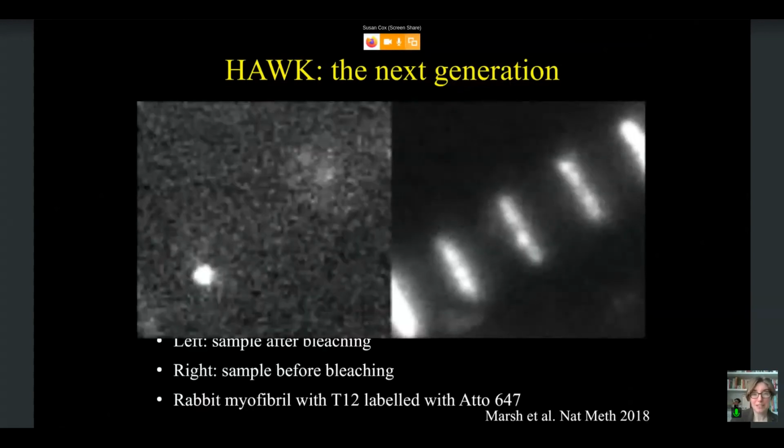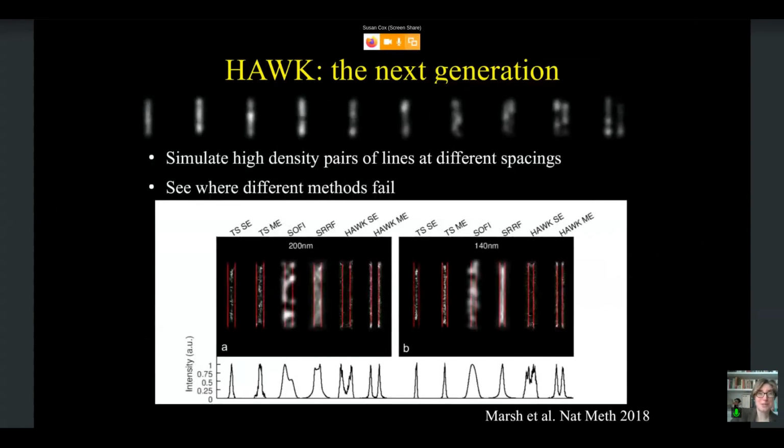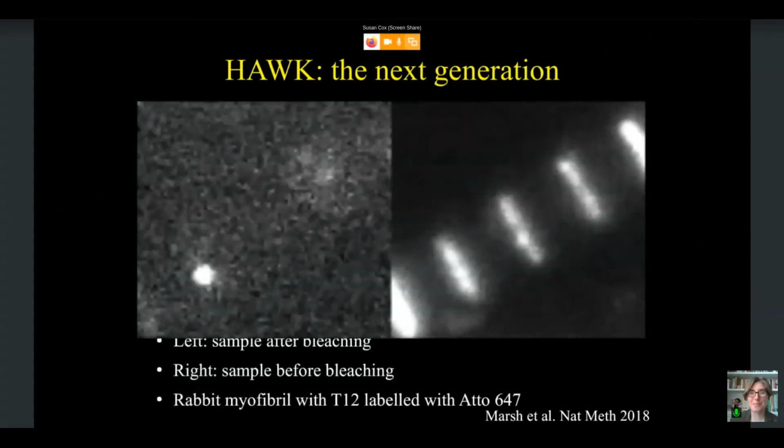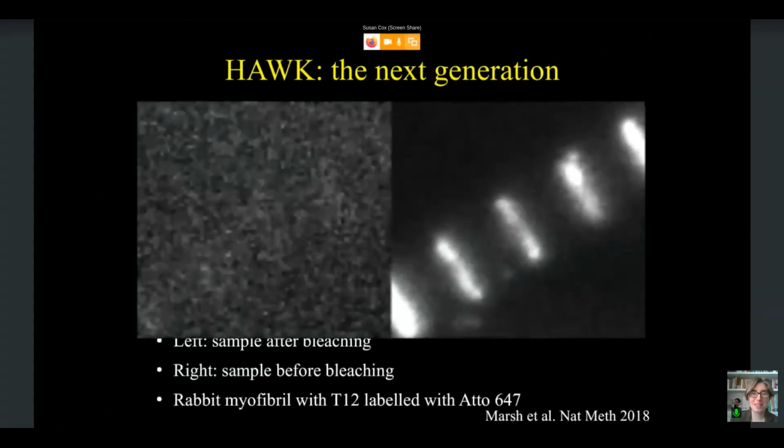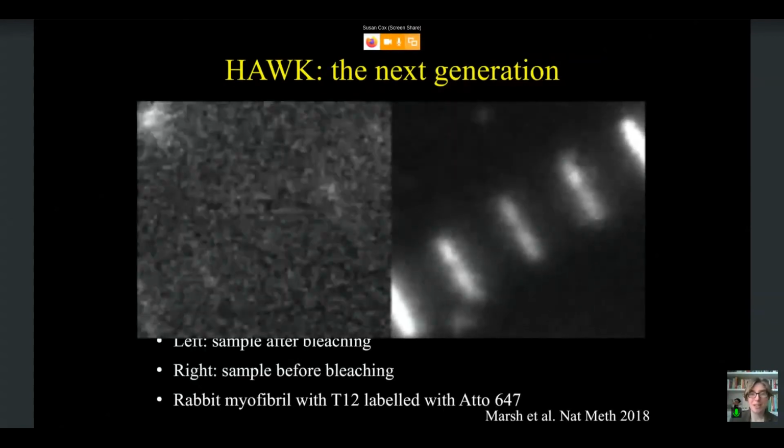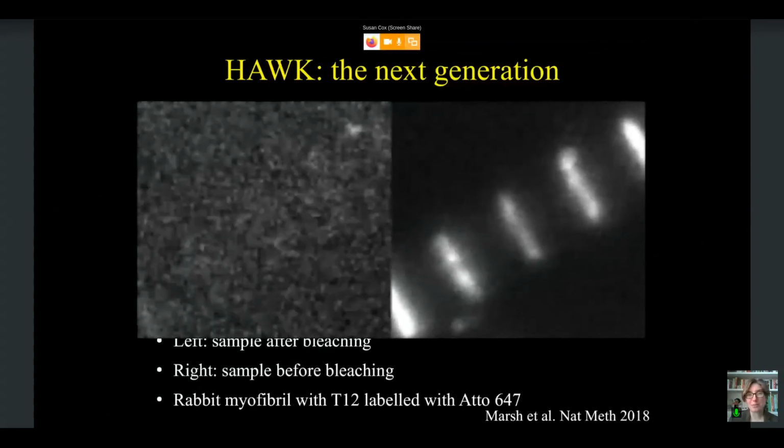Now, of course, being physicists, what we saw was single pairs of lines are incredibly good for testing. I wonder if there are any single pairs of lines that exist in nature in biology. So we went back to our biological colleagues and of course, we all have them within our muscles. They're sarcomeres, and they are beautifully regular, and they are pairs of lines. And this is an example of T12, a motif labeled with Alexa 647.